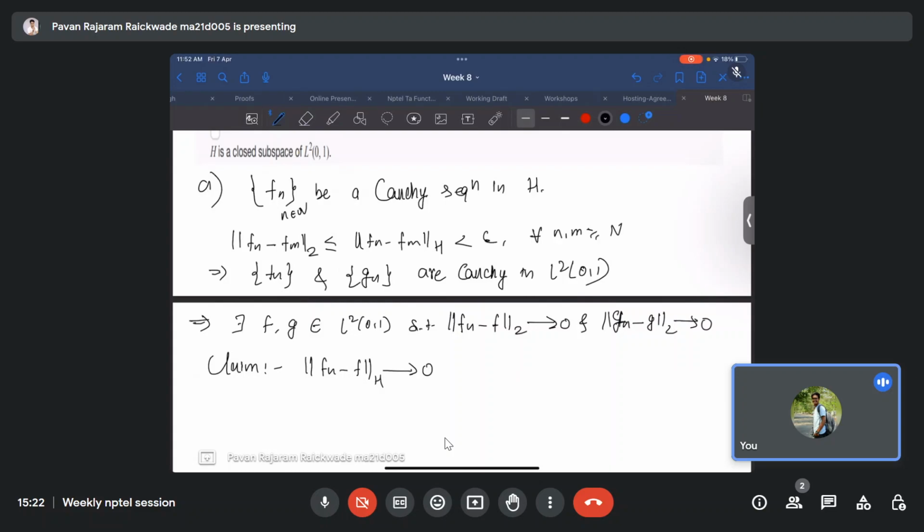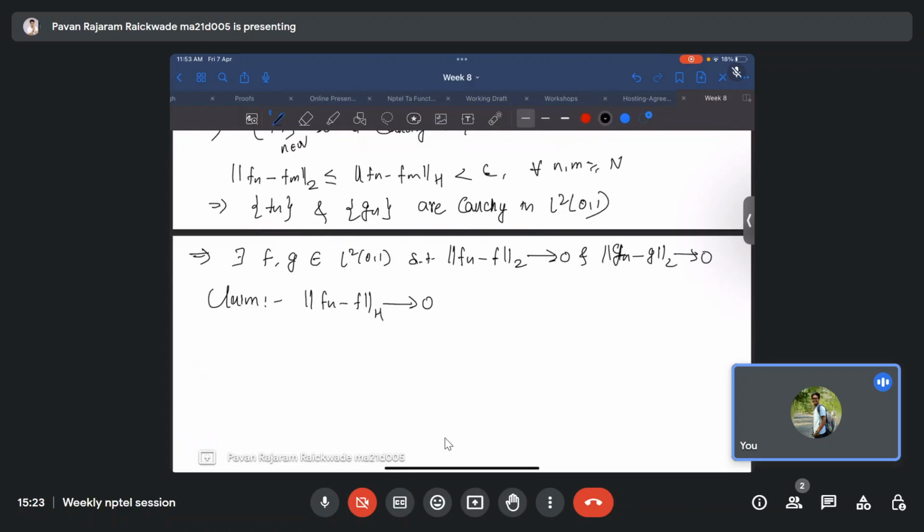One thing we also needed is: is it true that f dash equals g? That also we want, right? That follows from Rudin's theorem: if differentiable functions go to g, then the limit function is again differentiable and its derivative is g. So we have this.